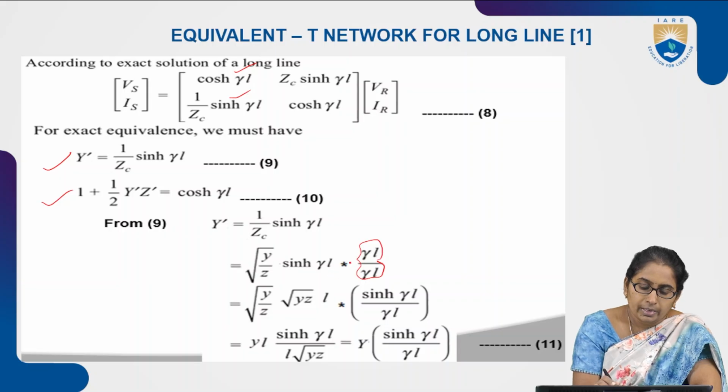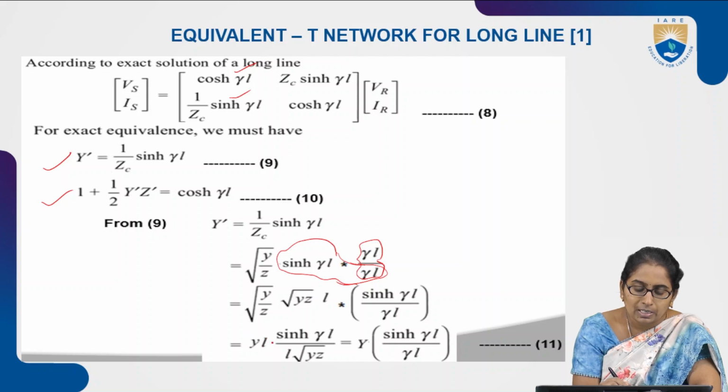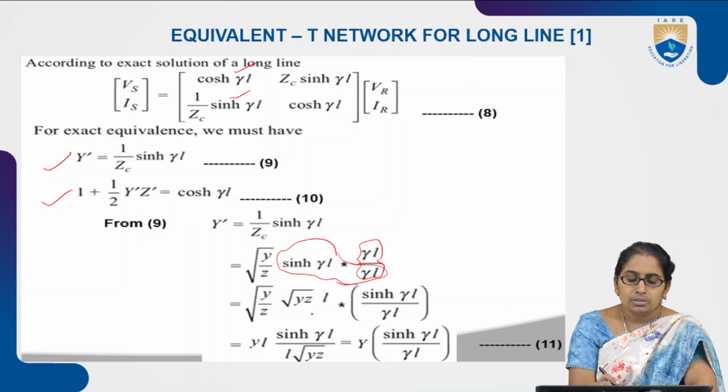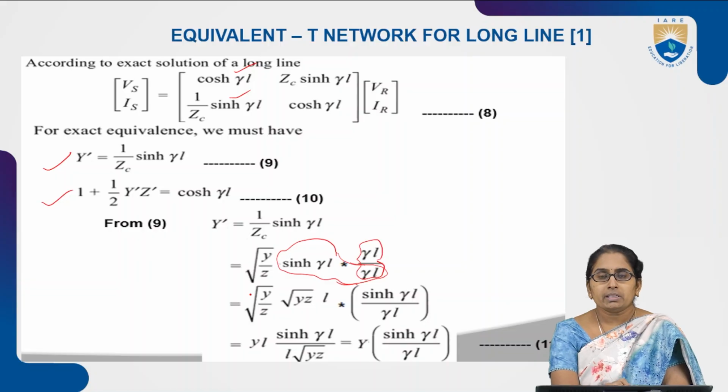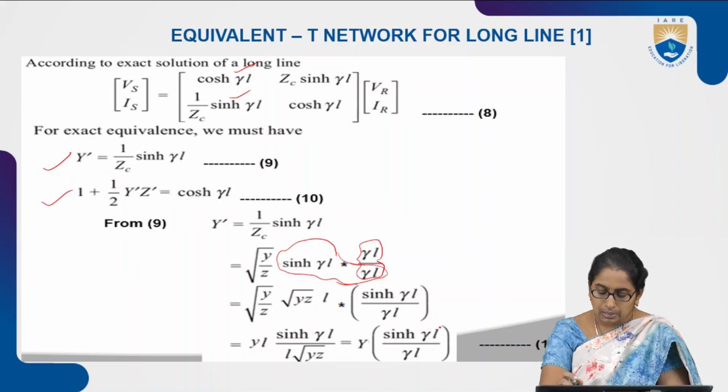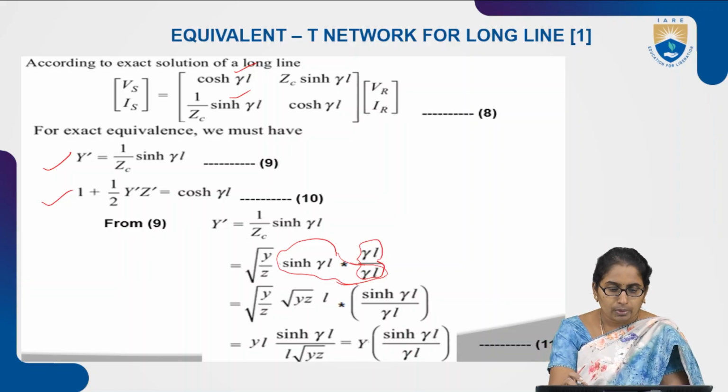Again in the same manner, keep sinh gamma L by gamma L aside, and substitute for gamma L. What is gamma L? Square root of yz into L. So z gets cancelled, and square root of small y into square root of small y becomes small y into L, which becomes capital Y. So what is Y dash? Capital Y dash is Y into sinh gamma L by gamma L.